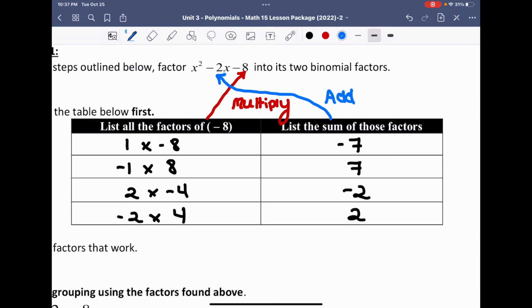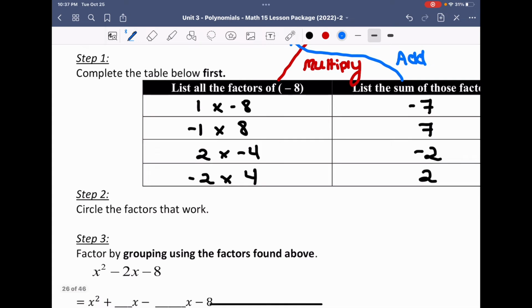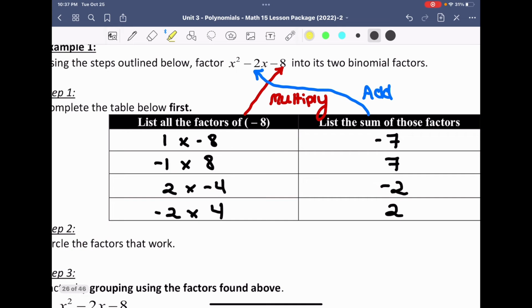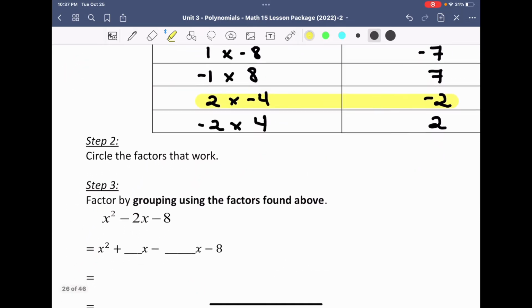So we want to say for our step 2, if we've listed out what multiplies and then the sum of those, then circle or highlight the factors that work here. What we're saying is that we need to figure out what will multiply to make negative 8 and then add to make negative 2. It would be this column here. If we put together the 2 and 4 or negative 4 as our factors, this will work.